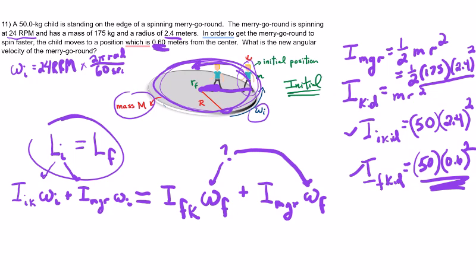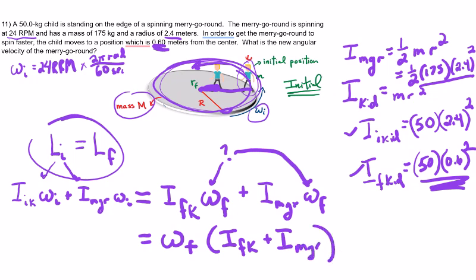So the easy way we can do this is we could factor this omega F out. So we would have omega F, that's what I'm after, times the sum of their moments of inertia. So it would be the final I for the kid plus the I for the merry-go-round. So we have everything over here. We can figure out all this. We just don't know what omega F is. And once you do that, you've got it solved and you've got omega F.